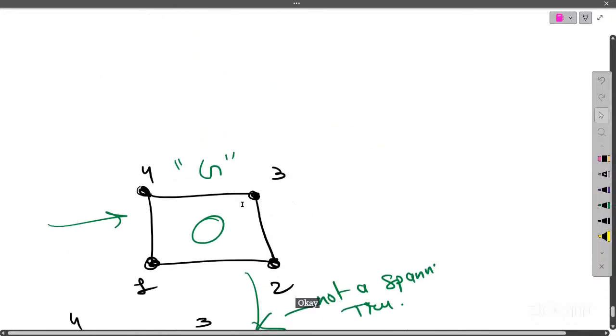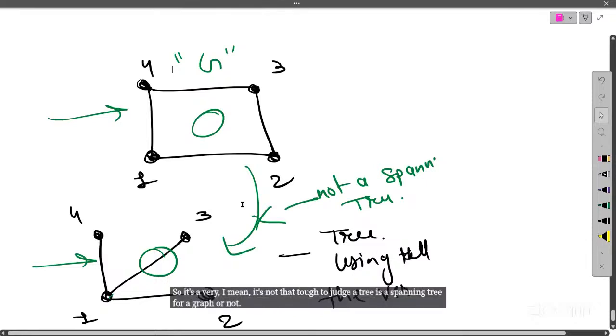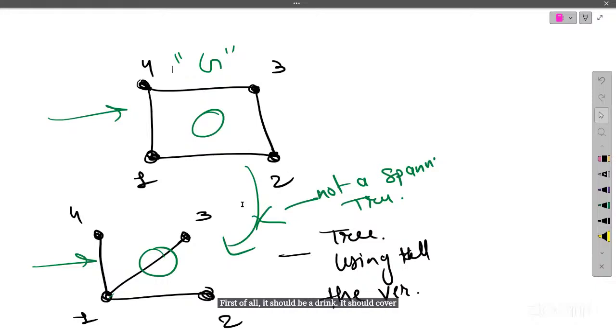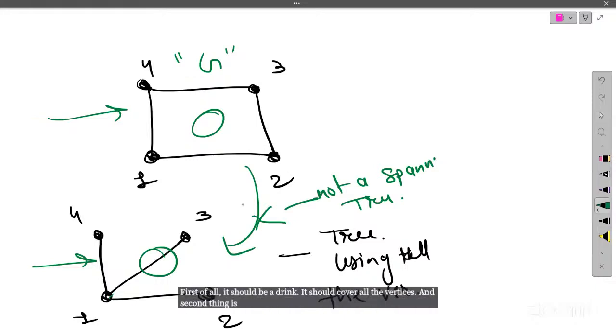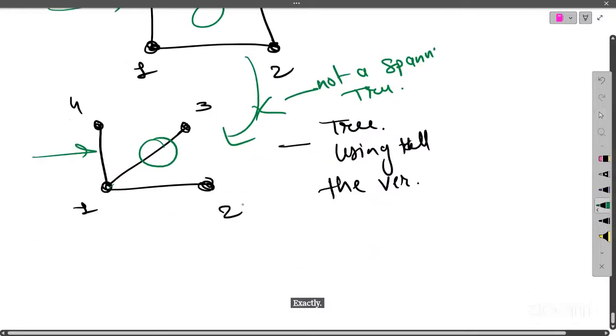Fine. So it's not that tough to judge whether a tree is a spanning tree for a graph or not. First of all, it should be a tree. It should cover all the vertices. And the second thing is the edges should match. So for example, it should be connected and acyclic.